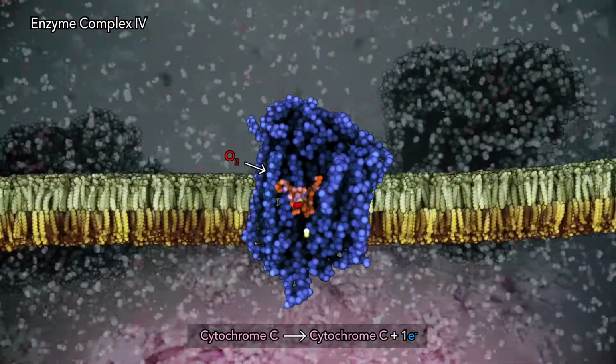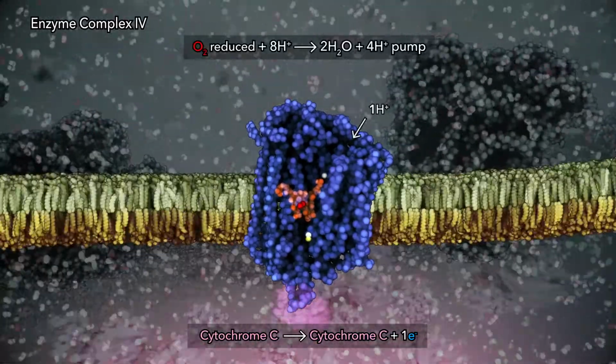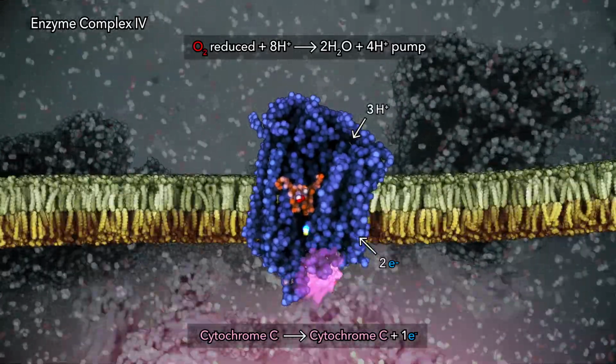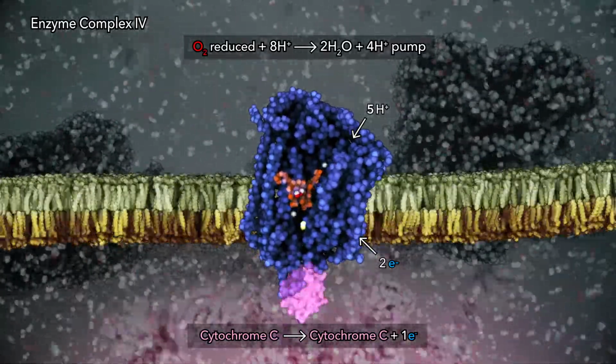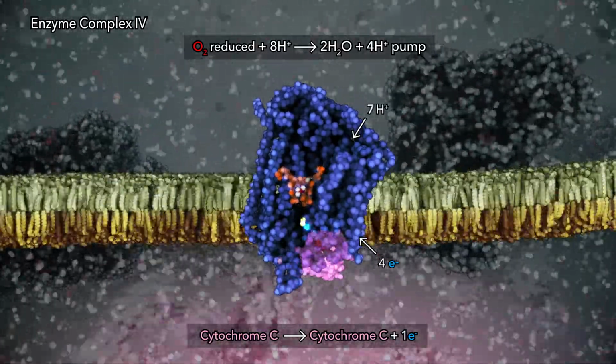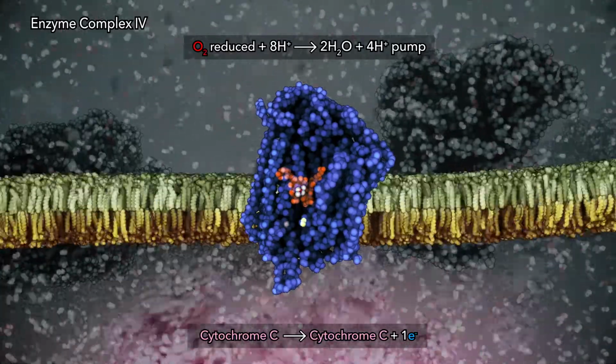A molecule of oxygen from the air you breathe is captured, split, and reduced. The separated oxygen atoms accept electrons and pick up protons, creating 2 molecules of water.